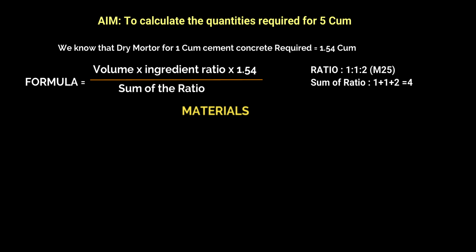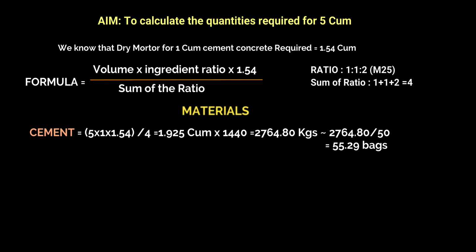Materials required are cement, sand and aggregate, and we simply place the values in the above formula. The volume of the work is 5 into ingredients ratio, that is 1 part cement, into 1.54, the dry mortar quantity, divided by the sum of the ratio, which is 1 plus 1 plus 2 equal to 4. Divided by 4, we get 1.925 cubic meters.